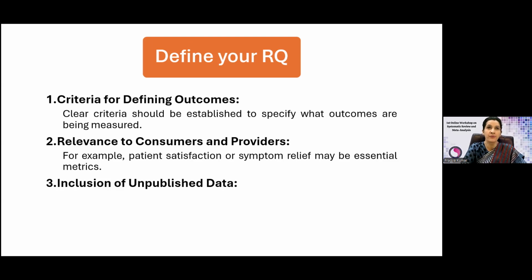Now coming to the criteria of defining outcome. Outcome is very important. You should have a clear-cut definition of outcome. Why? Because, as I said, there are multiple people in your team. So as a lead, if you lay down these criteria, it will be very helpful for the other person to screen the article. A clear criteria should be there for what outcome you are going to have in your protocol. And you should have that unpublished data also.